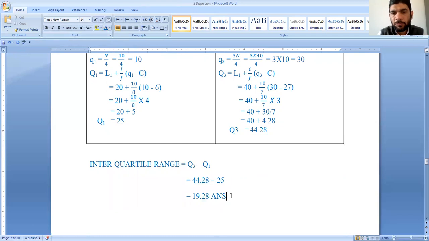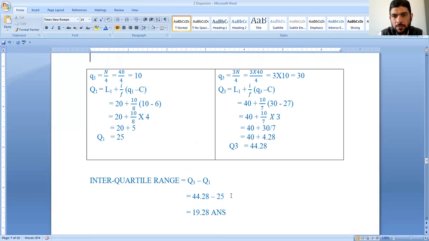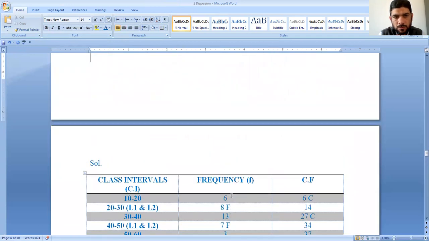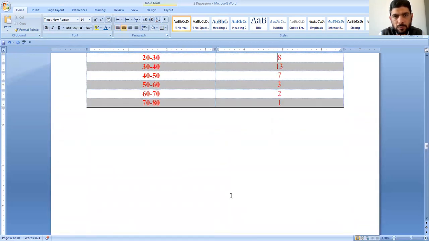In the same way, we can find the percentile range. For the percentile range, we have to take another example in the same manner.